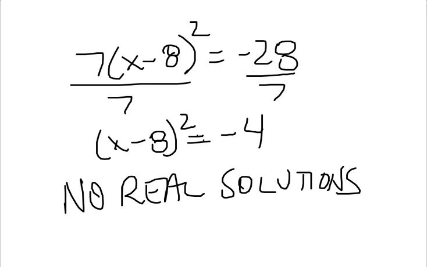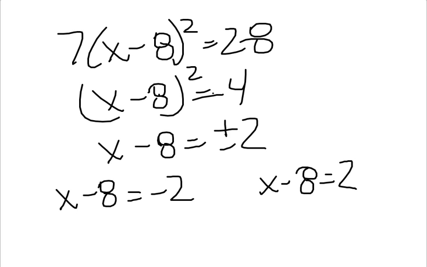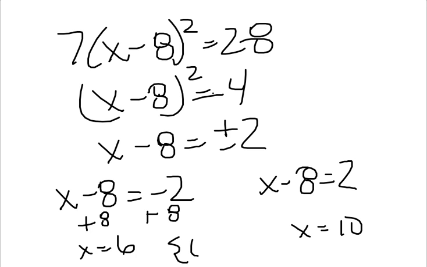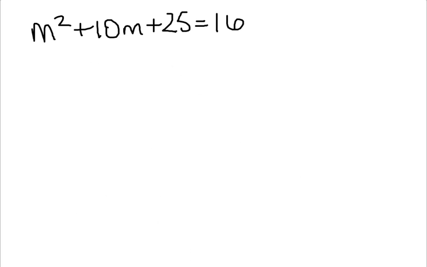If, however, that 28 was positive, we'd be able to simplify, and I'd get x minus 8 equals negative 2, or x minus 8 equals positive 2. Add 8 to both sides, and you get x equals 6, or x equals 10. So 6 and 10 would be those solutions. Alright, let's try some more. What if I have this problem?